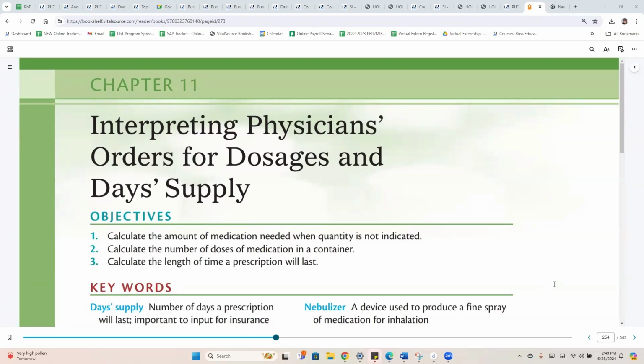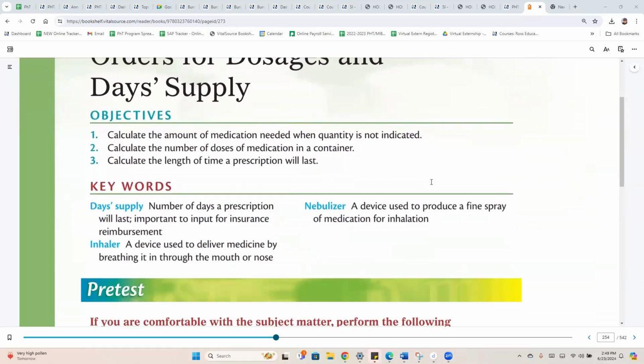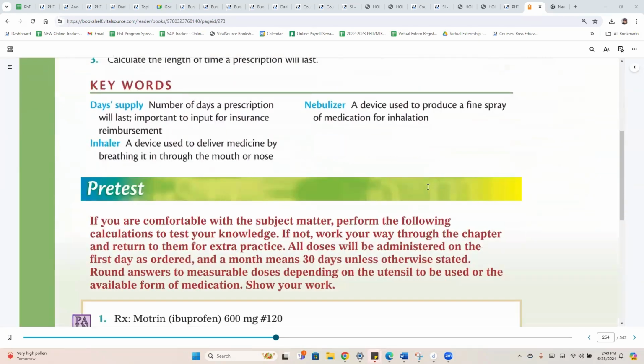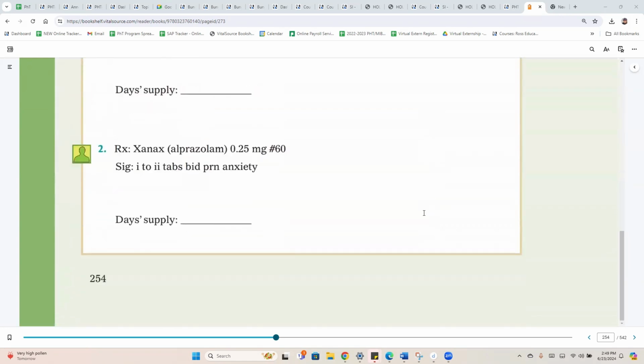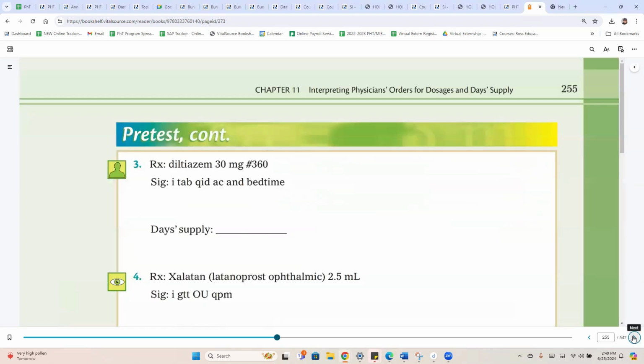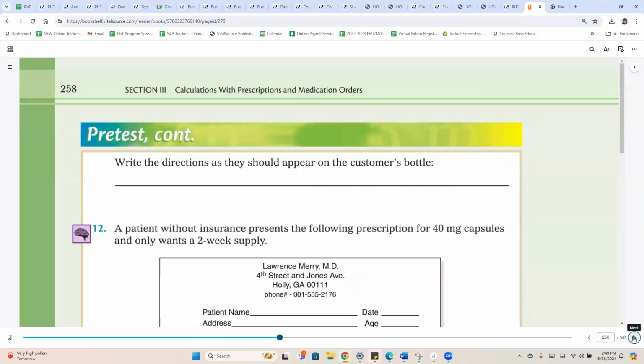Chapter 11, Interpreting Physicians' Orders for Dosages and Day Supply. So we have our objectives, what we're going to learn in this chapter, and then we have our keywords, which we'll go over in the chapter. Of course, there's a pretest at the beginning. You can use this to test yourself, or you can take it after. It's really good to have all these different types of practice problems available to you.